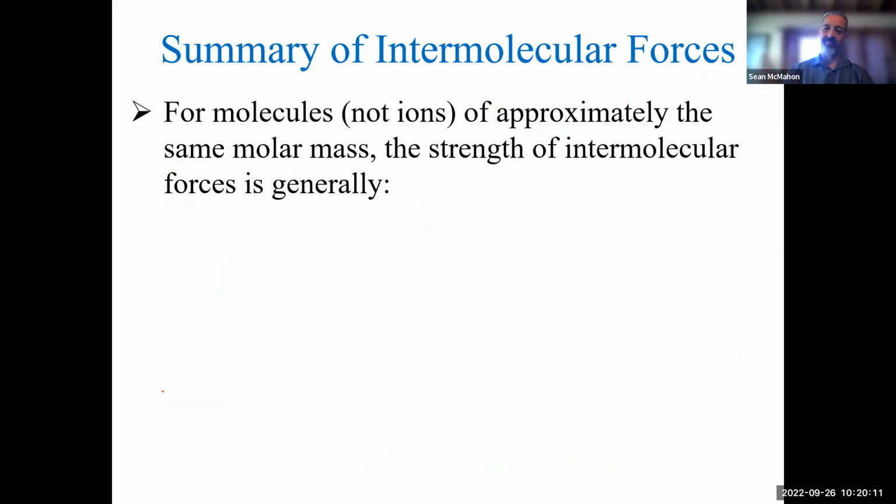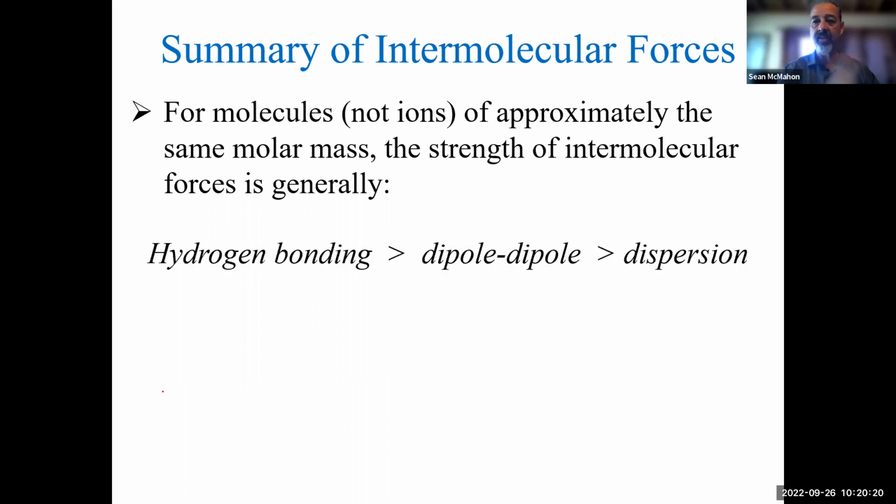So what's the summary of these three? Okay, and we're focusing on molecules right now, not ions. I'm going to get there. But basically, hydrogen bonding is the strongest. So this is where you have the super dipole, because you have hydrogen in a molecule bound to either an oxygen, a fluorine, or a nitrogen. Not in that order, but the hydrogen bonding is the strongest.